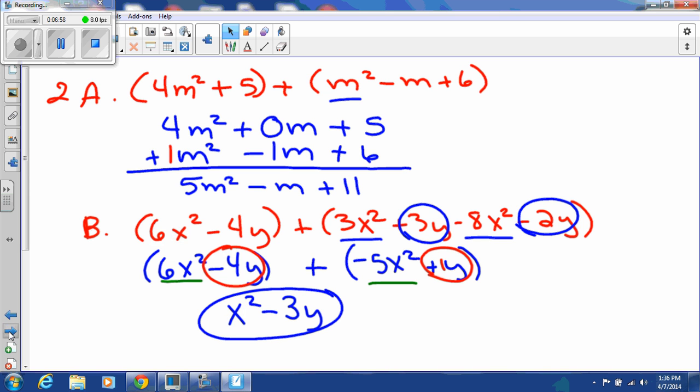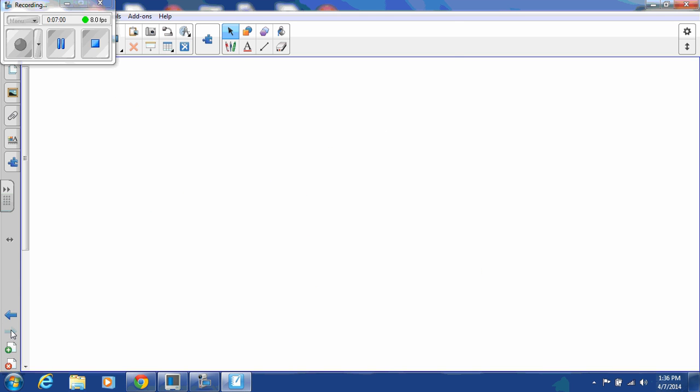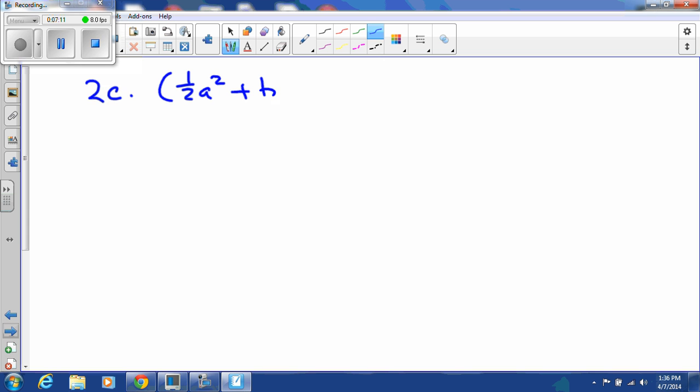Sometimes you'll have to add polynomials that contain fractions. We use the same method. This is still my second level of examples. We have 1/2 a squared plus b plus 2. And I'm going to add 3/2 a squared minus 4b plus 5. I think I'll add these vertically.